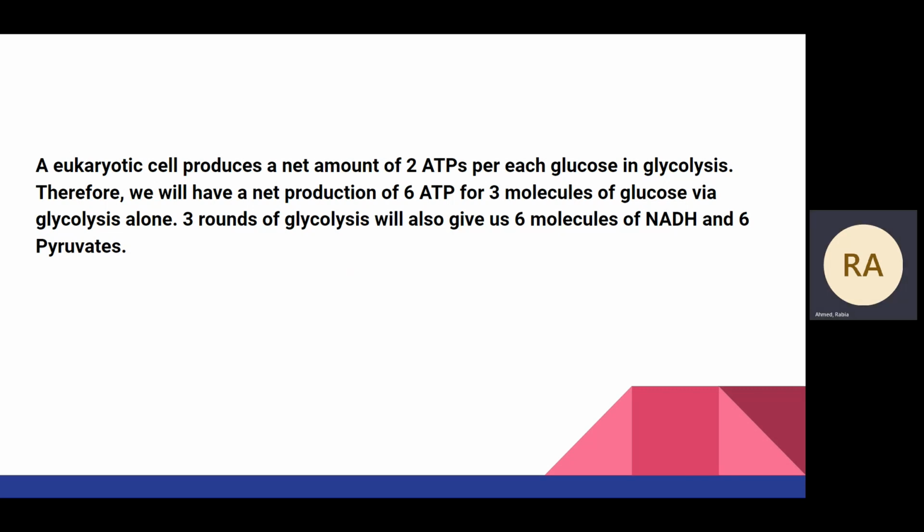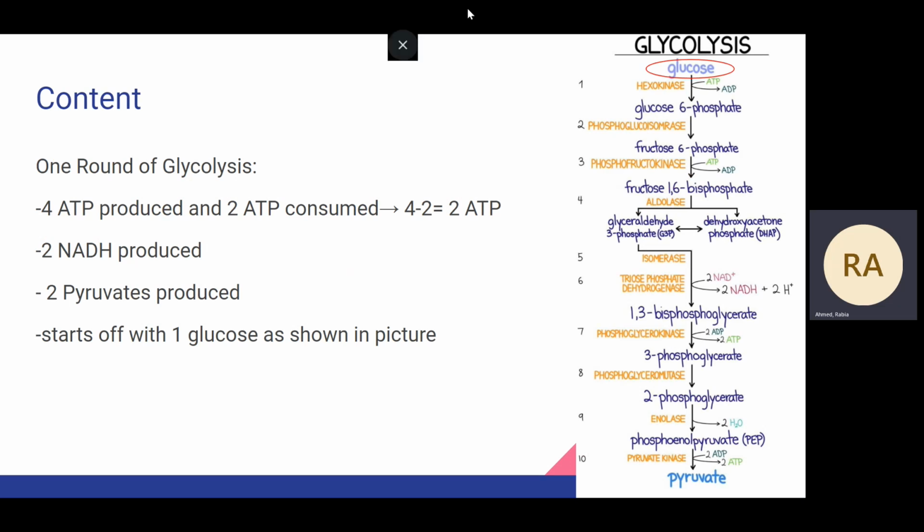Okay, so this is part of our answer. It's not the whole answer. So 1 round of glycolysis, this is our whole glycolytic cycle. In 1 round of glycolysis, there's 4 ATP produced, as you can see here at the bottom. 2 ATP are consumed, 1 ATP here, and the second ATP here. So we do 4 ATP minus the 2 ATP consumed, and we get 2 ATP. And then in this whole cycle, there's going to be 2 NADH produced and 2 pyruvates produced. It starts off with 1 glucose as shown in the picture.